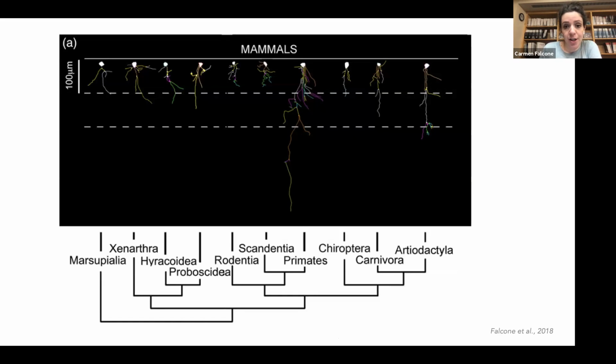So these are just some examples of reconstructions of these astrocytes, and you can already appreciate that the primates have the highest morphological complexity compared to all the other orders. So you see artiodactyls here, pretty long, but not as complex as the primates. The same for the carnivores here.